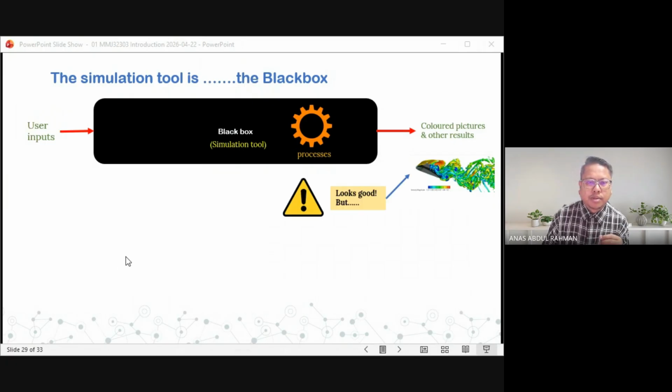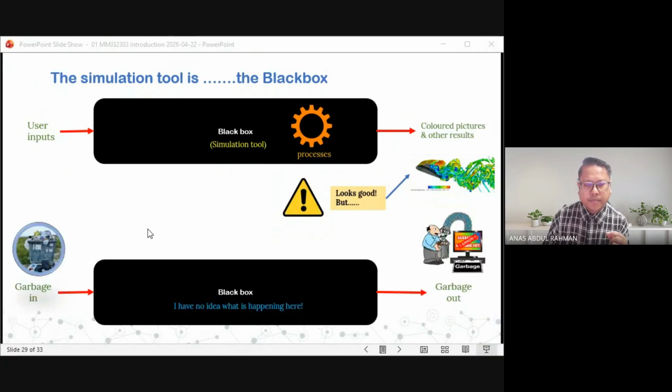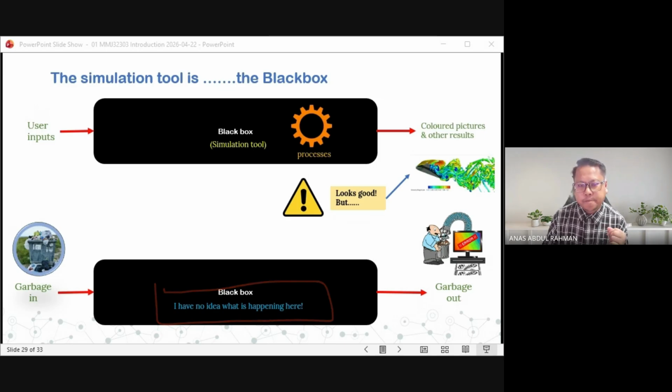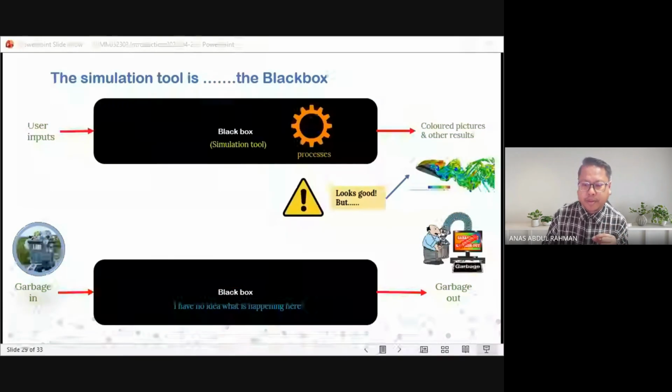Okay, so it's important to understand the garbage in, garbage out analogy. How do you know the output that you have over here is okay, is acceptable, is reliable, is robust? That's the question that you need to answer. The issue here, as I said, garbage in, garbage out, is that most users do not understand what is happening over here. And that is a big, big problem.